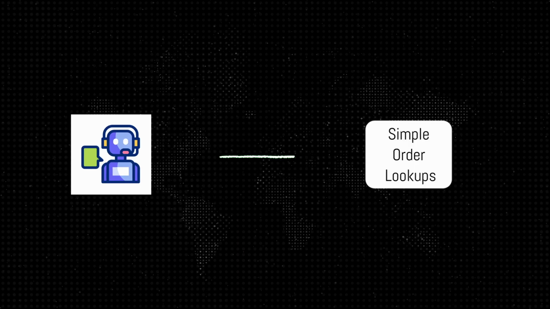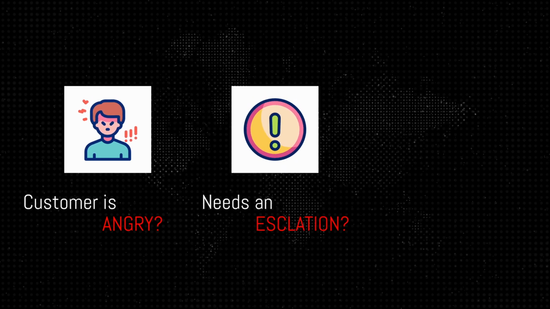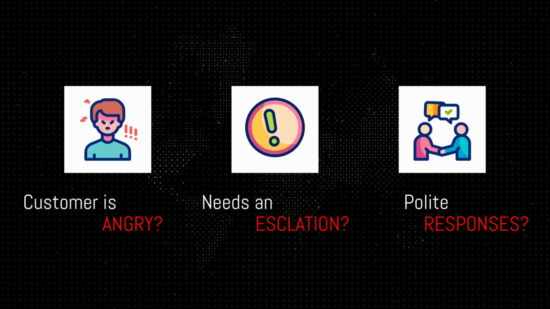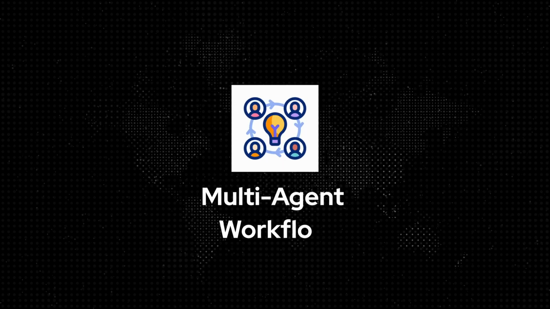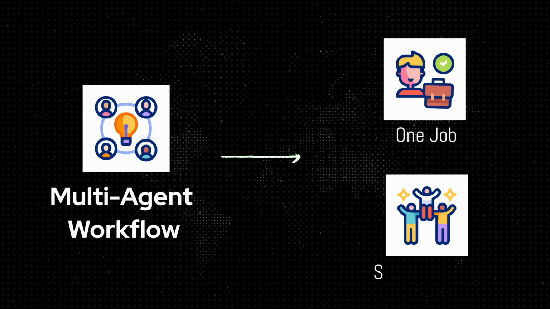Our single agent chatbot works great for simple order lookups. But what if the customer is angry or needs an escalation? Or if we want to separate back-end logic from polite responses? A single agent cannot handle all these roles well. That is why we introduce a multi-agent workflow, where each agent has one job, and together they collaborate just like a real support team.